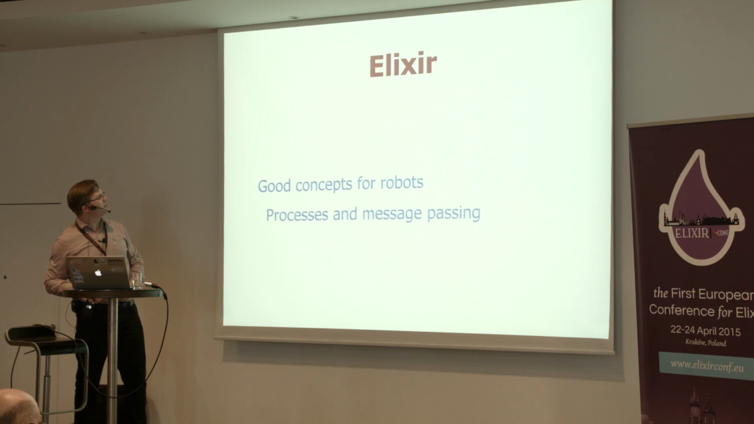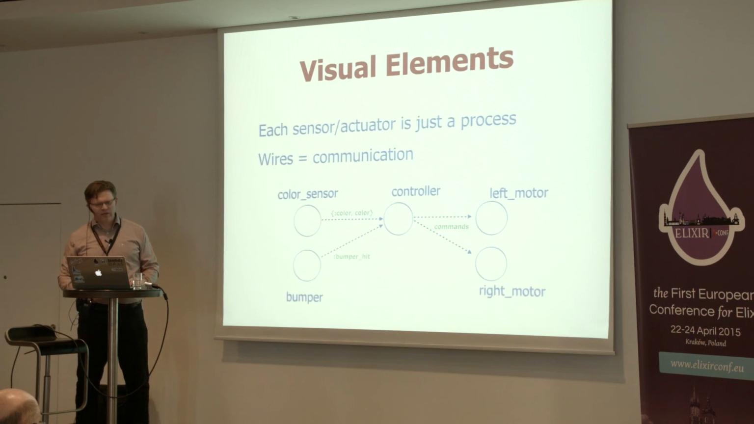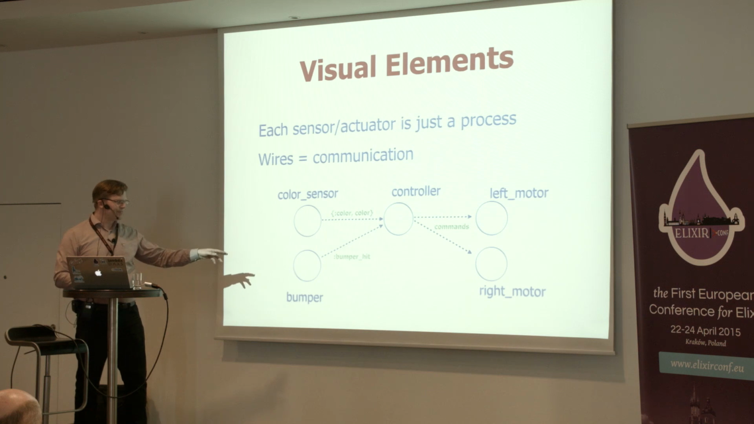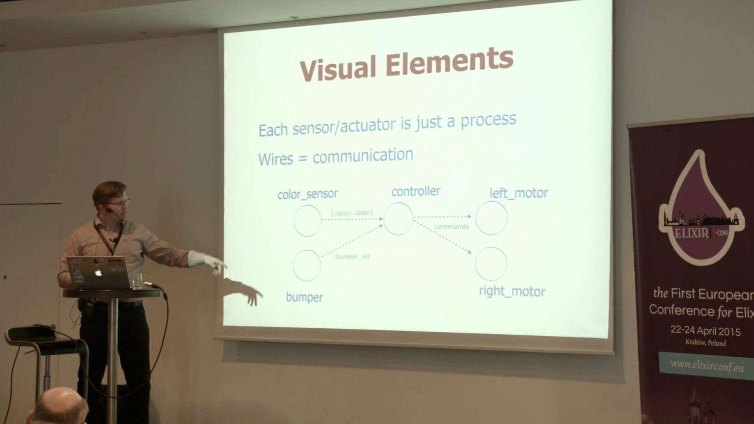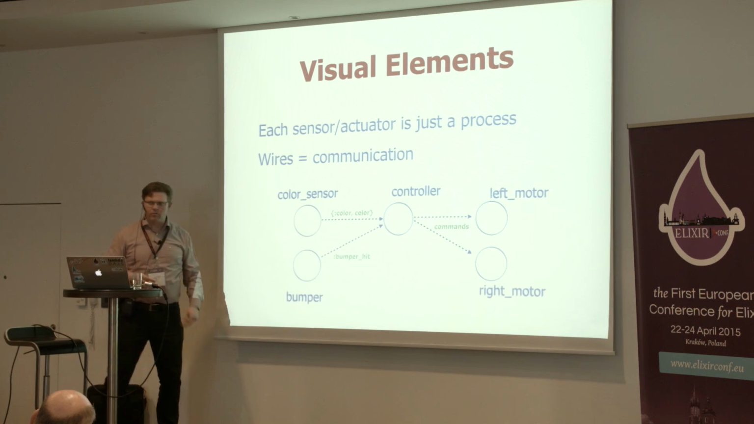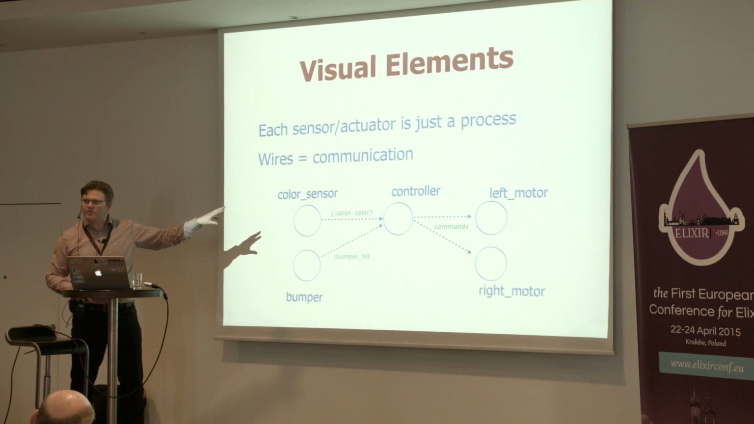So what if we take the Elixir thing here? A good concept for robots. I'm thinking about the Mindstorms thing again. We have processes and message passing, they fit the domain, we get a good architecture, maybe we can do something. So the visual elements in this one should be that each sensor and actuator is just a process. The wires from whatever into the brick, the controller, equal some sort of communication line. So you can see this is what it should look like. Of course, somebody with proper design skills would actually draw a color sensor here and have them look like a real wire, because this can obviously not work in any marketing department. But you get the idea, it's a concept that has to be there.